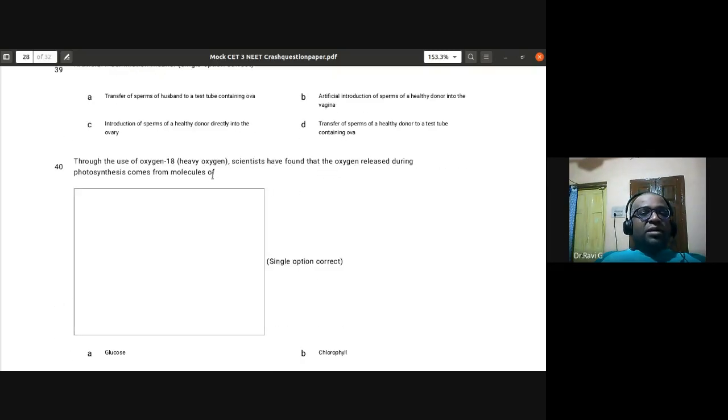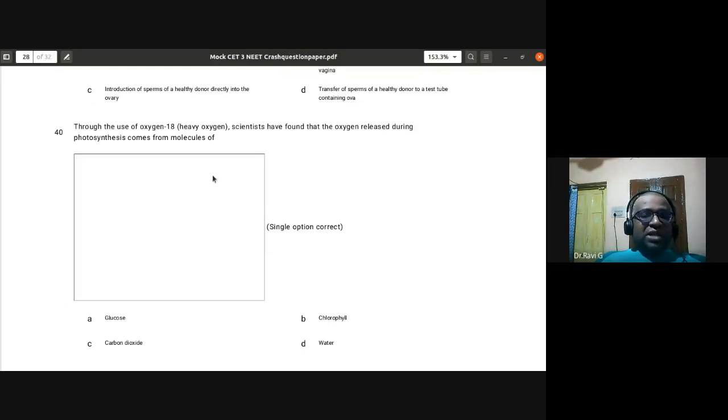So 40th: through the use of heavy oxygen 18, scientists have found that the oxygen released during photosynthesis comes from the molecules of glucose, chlorophyll, carbon dioxide, or water. So the 40th, D is the answer.